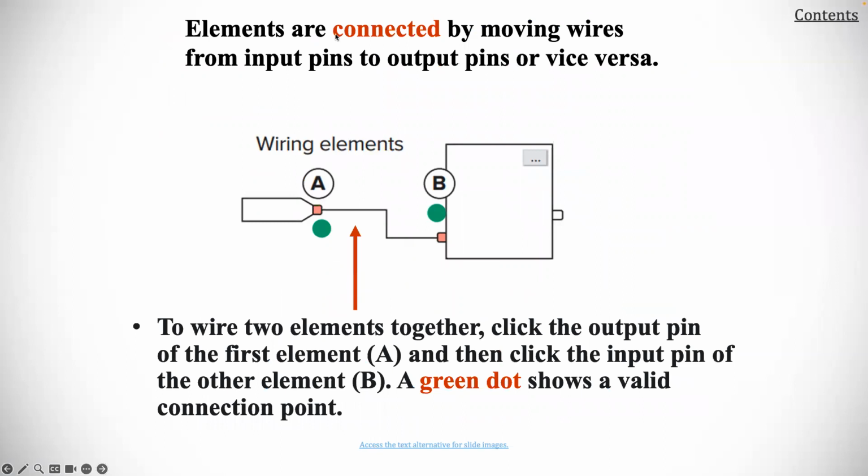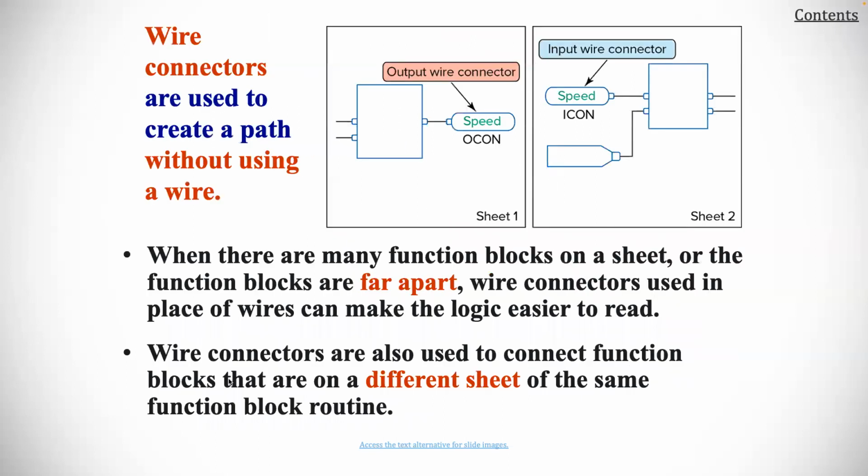Elements are connected by moving wires from input pins to output pins or vice versa. To wire two elements together, click the output pin of the first element A and then click the input pin of the other element B. A red dot shows a valid connection point.